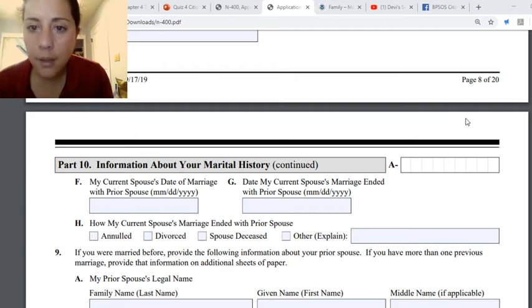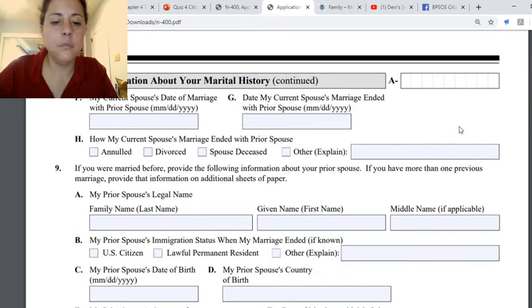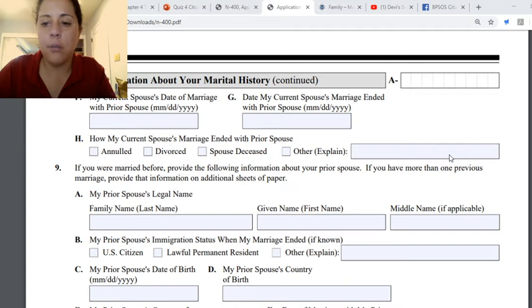Okay, and now it's asking how my current spouse's marriage ended. Letter H, how did the marriage end with their husband or wife from before? Annulled, divorced, spouse deceased. Okay, so annulled means they canceled it. Divorced means they legally separated, they legally signed paperwork to divorce. Then spouse deceased, they became a widow. Remember, widow means your husband or wife passed away.